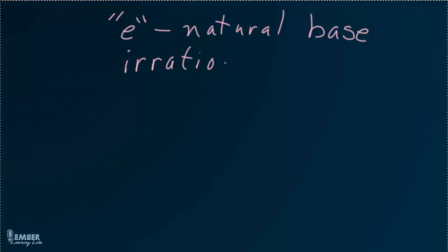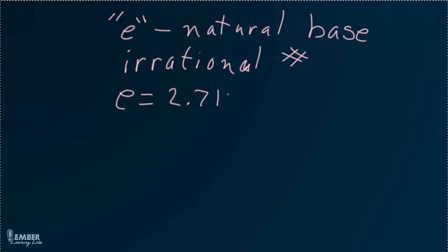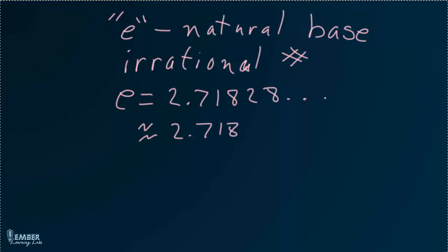It is irrational. Irrational, in case you don't remember, doesn't mean that it's angry and upset. It means that it is a non-ending, non-repeating decimal. So E equals 2.71828, etc. Oftentimes you will see it rounded to 2.718. That's going to be one of your most common roundings.